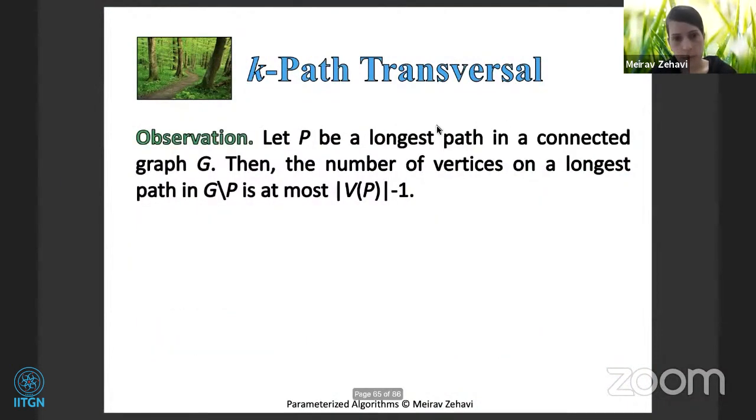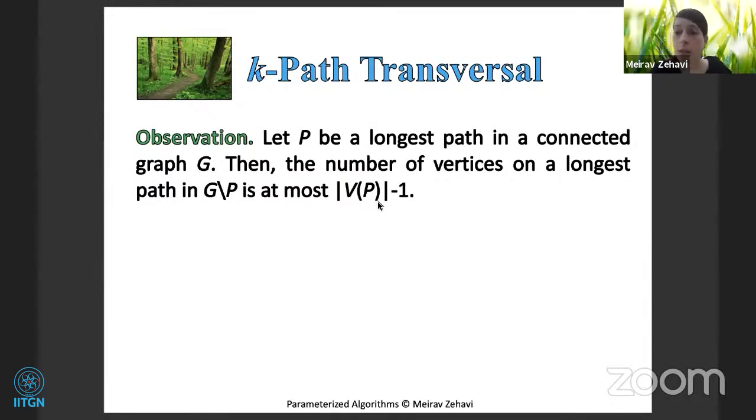Okay, so there is the following observation, an independent observation that we are going to use about graphs. If you look at some connected graph, like a connected component in our case, and you look at some longest path P there, then if you remove all of the vertices of P, the size of the longest path in what remains drops.